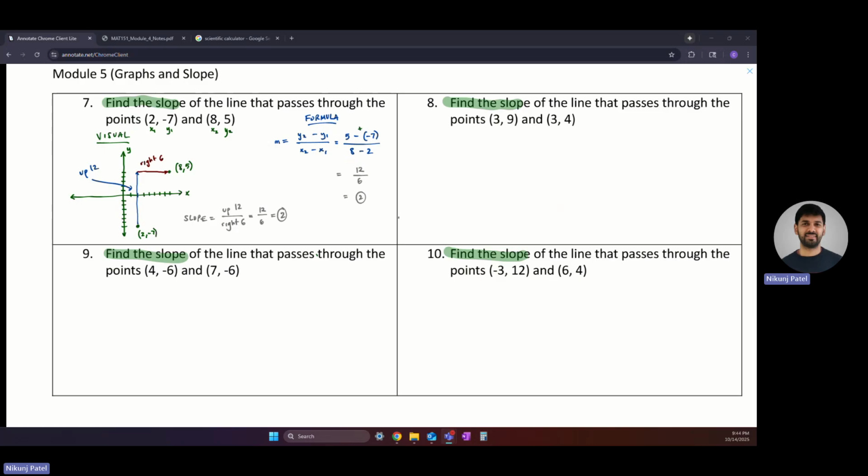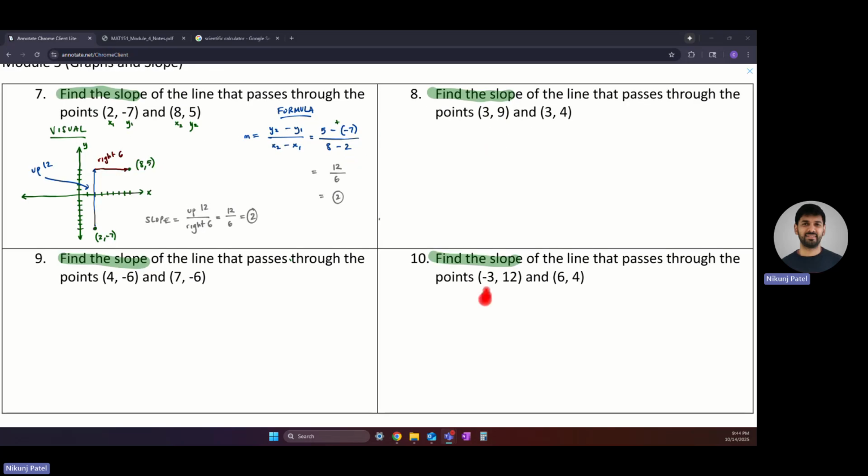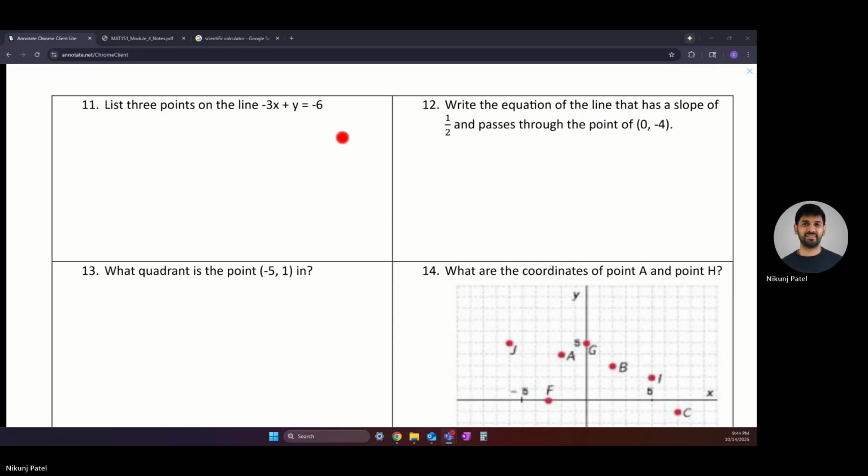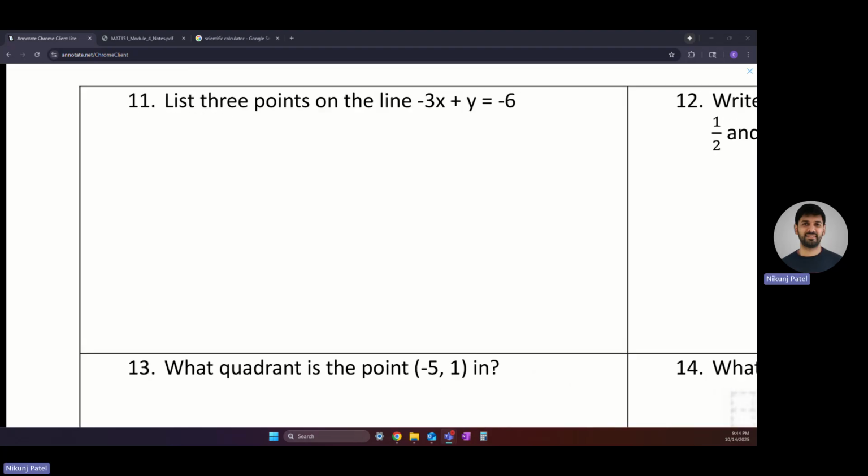So for 8, 9, and 10, you should do the same thing. I won't work those in this video. You should practice those and then compare with the key later on. But you can practice them visually or using the formula or both just to check your answer. Let's move on to the next set of problems.